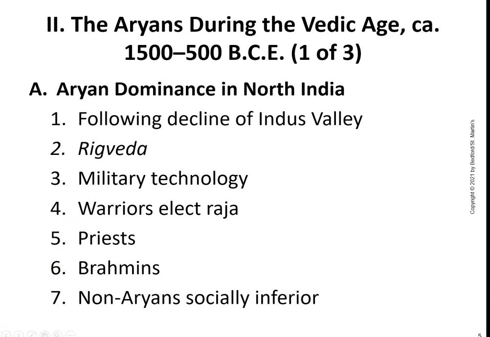So we're going to move into another civilization that we see start to rise during about 1500 to 500 BCE, known as the Aryans. And Aryans were a dominant people in North India following the decline of the Indus Valley civilization. The source of information on the Aryan civilization comes from the Rig Veda, a collection of Indian hymns, ritual texts, and philosophical treatises. The Aryan success was due to their superior military technology, and warriors in the tribe elected the leader, and that leader was known as the Raja.